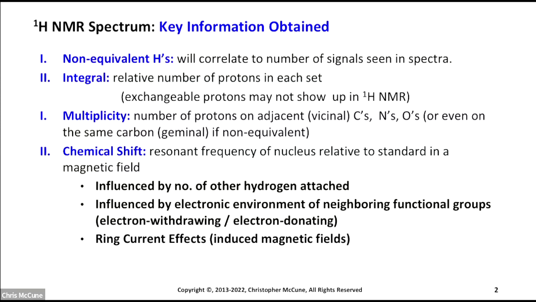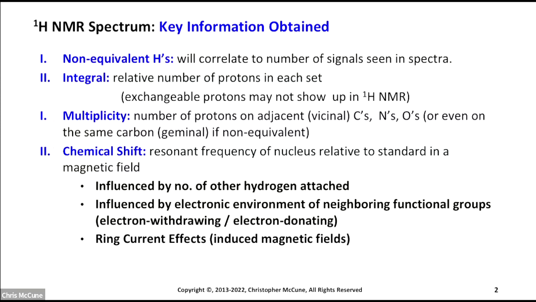And then lastly, there's a ring current effect. And this gives rise to induced magnetic fields. So this is the reason why aromatic hydrogens are so far to the left in the NMR spectrum. So we'll look at some of the effects there as well. These four pieces of information will all be broken up into their own separate video, just to keep the videos shorter for you to watch.